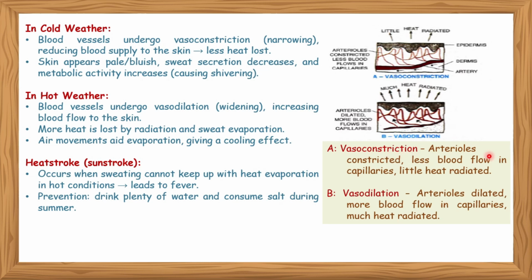Vasoconstriction: arterioles constricted. This is the first one. In cold weather, in vasoconstriction the arterioles get constricted, less blood flows in the capillaries, and little heat is radiated. In the case of vasodilation, arterioles are dilated, more blood flows in the capillaries and much heat is radiated.